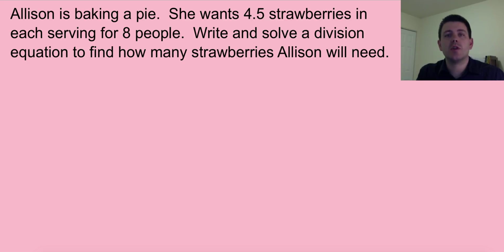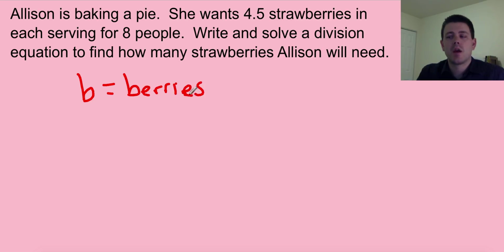All right, so let's see if we can do it in a story problem now. It says, Allison is baking a pie. She wants 4.5 strawberries in each serving for 8 people. Write and solve a division equation to find out how many strawberries Allison will need. So what we're looking for is how many strawberries. So let's call that B for berries. Okay. She wants 4.5 strawberries in each serving for 8 people.